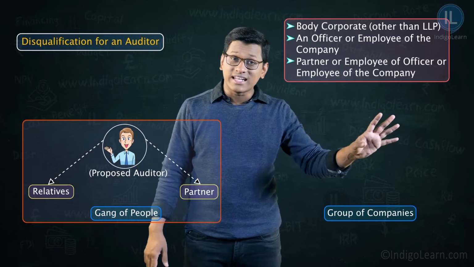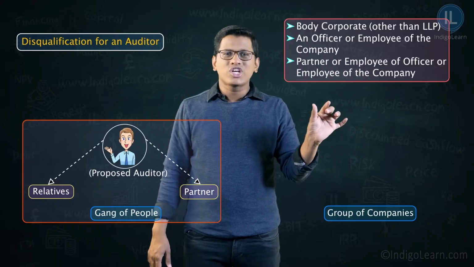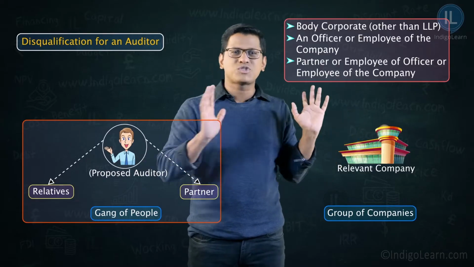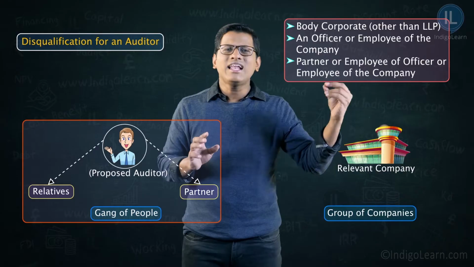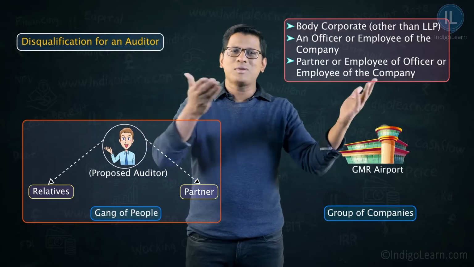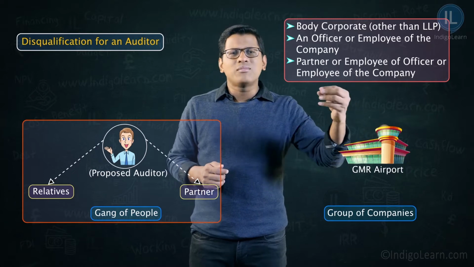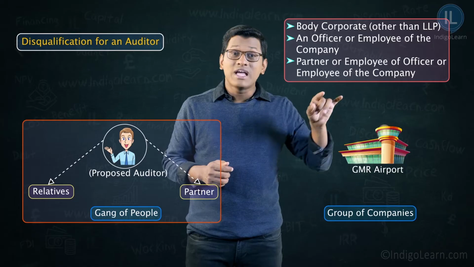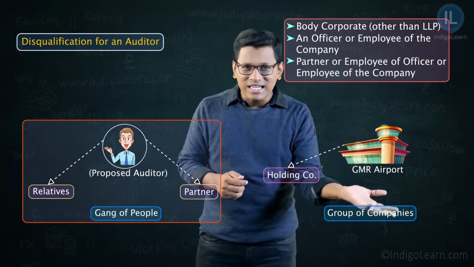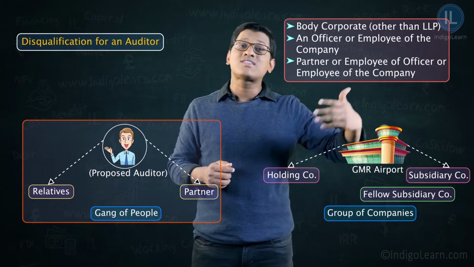Okay, keep this aside. Then come to something called as group of companies. What is this group of companies? The company into which this person is proposed to be appointed as auditor. Say, let me call that as GMR Delhi International Airport. Just giving an example. So maybe that is the company into which this person is proposed to be appointed as auditor. For simplicity I'll call it GMR Airport. That GMR Airport's holding company, GMR Airport's subsidiary company, GMR Airport's fellow subsidiary company, GMR Airport's associate.